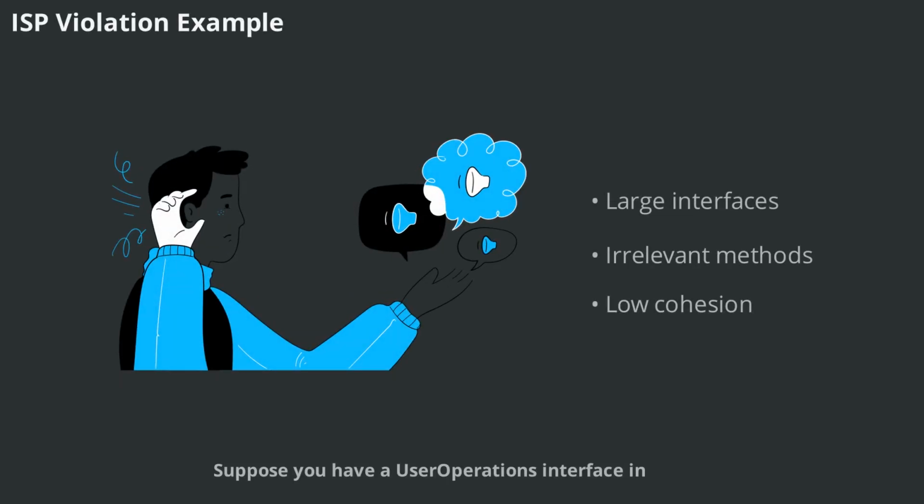Suppose you have a UserOperations interface in Spring Boot that includes methods for adding, updating, deleting users, and sending notifications. Not all implementing classes need every method, leading to empty or irrelevant implementations. This design violates ISP, making your code less modular and harder to maintain.